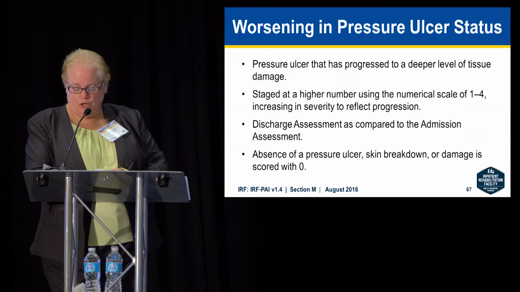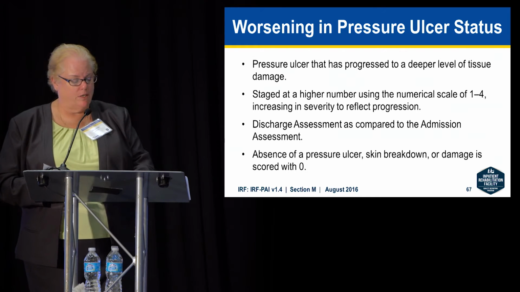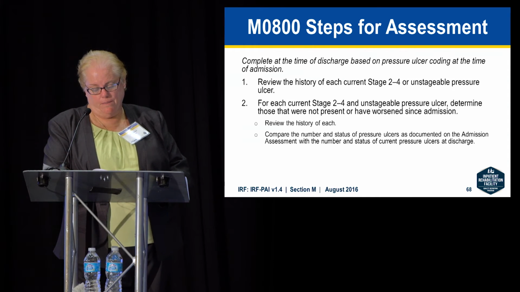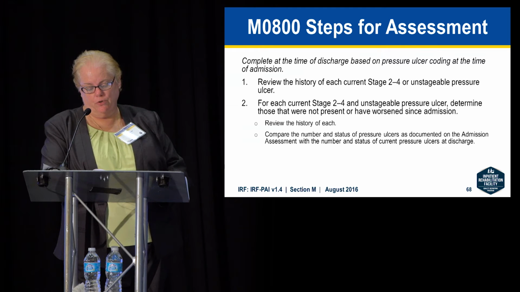We look at the discharge assessment as compared to the admission assessment, and absence of a pressure ulcer, skin breakdown, or damage is scored as a 0, and that's always nice if we don't have those. So code or complete at the time of discharge based on the pressure ulcer coding at the time of admission. So we want to review the history of each current stage 2 to 4 or unstageable pressure ulcer.